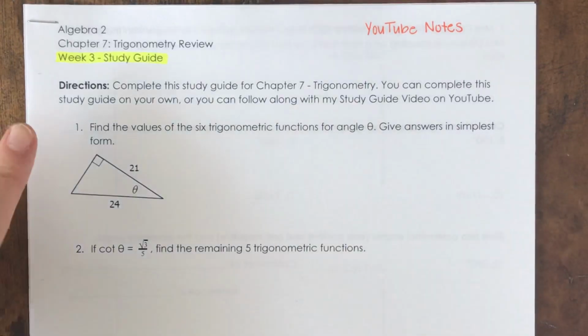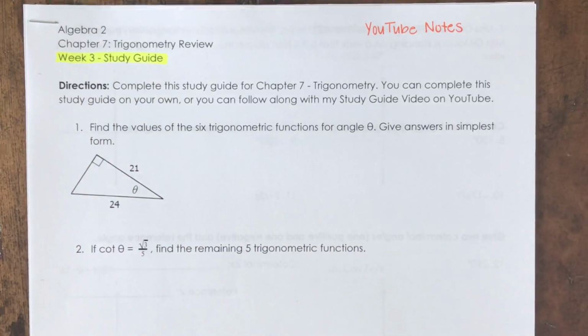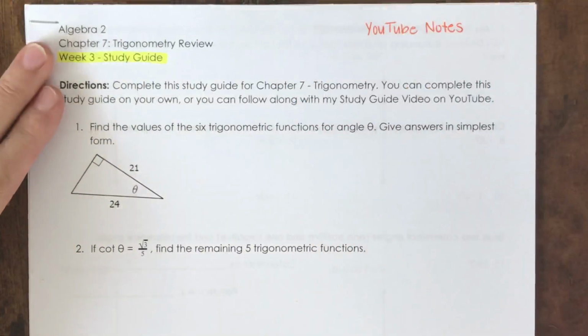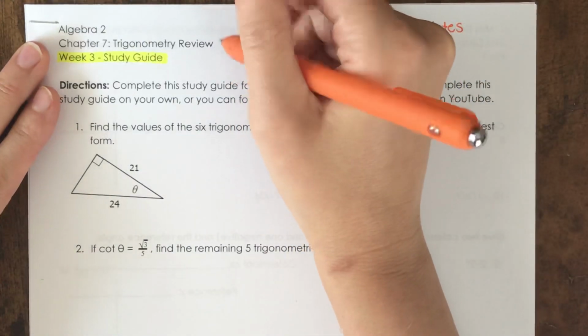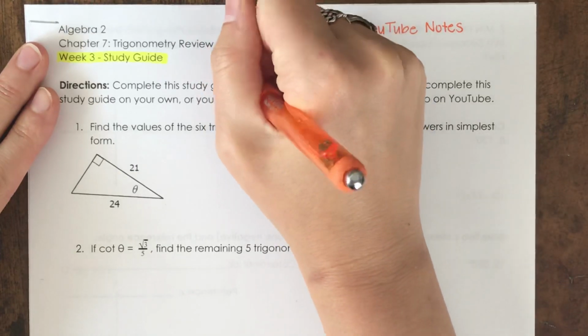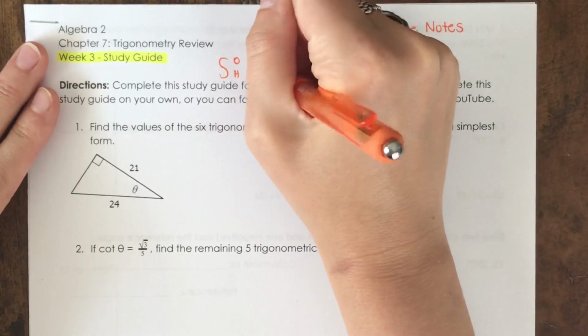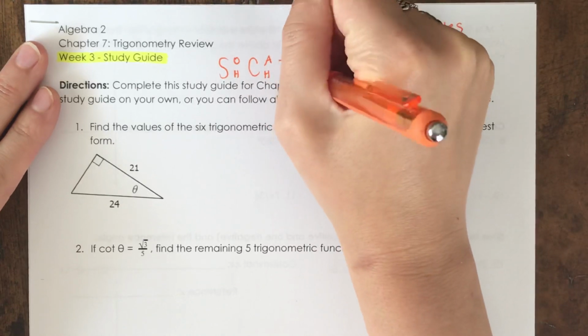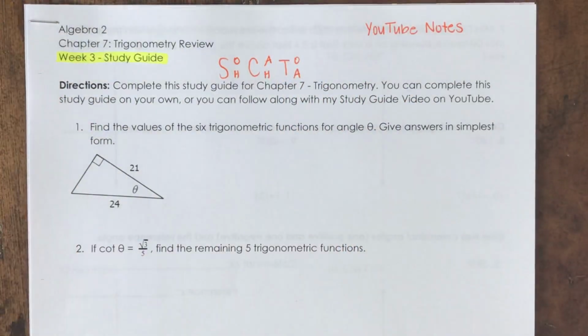We're going to start with finding some values of the 6 trig functions for the angle theta. We're going to give our answer in simplest radical form. So remember, since we are talking about trigonometry, we're doing sine, cosine, tangent, as well as the reciprocals, the secant, cosecant, and cotangent. I always like to make sure that I have my SOHCAHTOA, just because I feel like it makes it way easier for me.